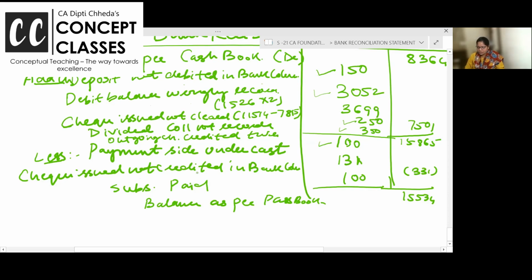Check issued, not credited in the bank column. That will come in the BRS. Subscription paid, you have not recorded, so you record it now. So now only two items will come. If you want, you can also do the star mark and tick mark to others.